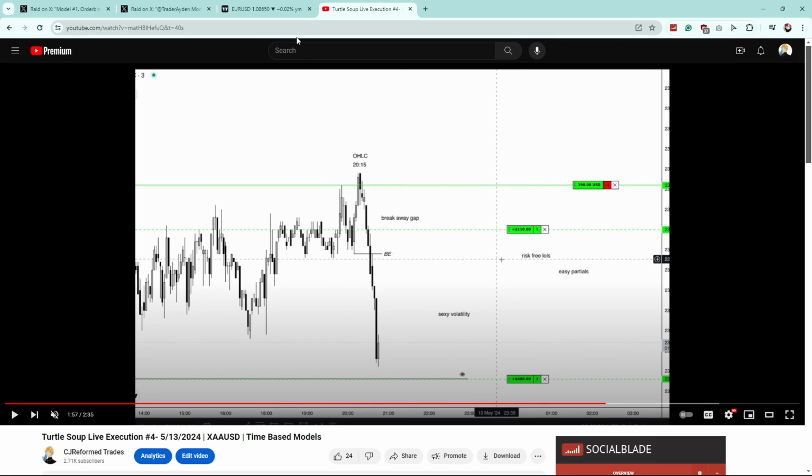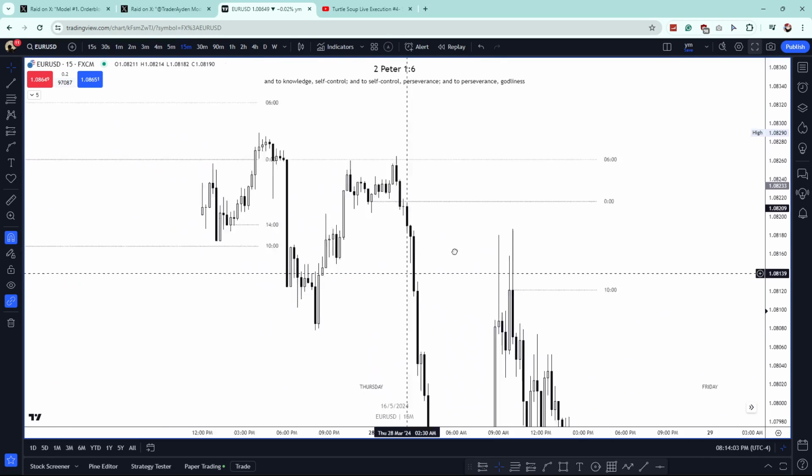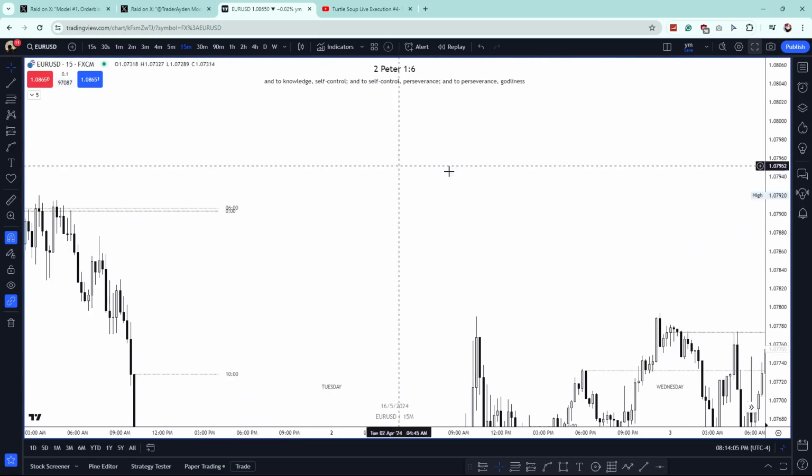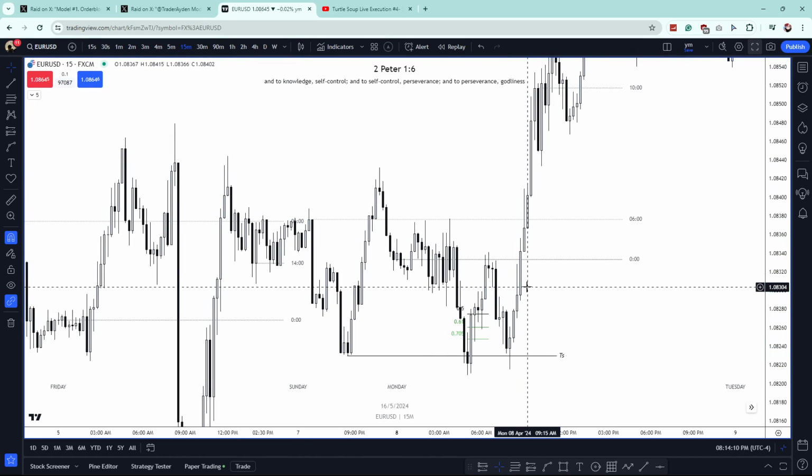Simple like that. That's really all that is to model one. Once you have turtle soup down, those are one of the entry models you could take. One of my most trusted entry models. I love trading this entry model. I will probably look for it all the time if I'm not looking for an inversion.